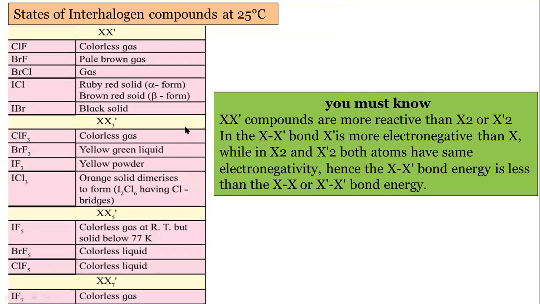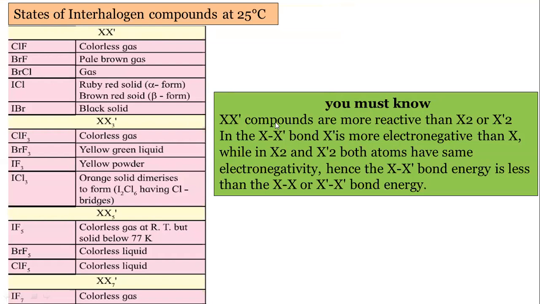Then in this diagram, the states of matter in which the interhalogen compounds exist are given. This is one important thing shown here, because you must know this part, since the question is asked for the CET, for the JEE, and for the NEET also.